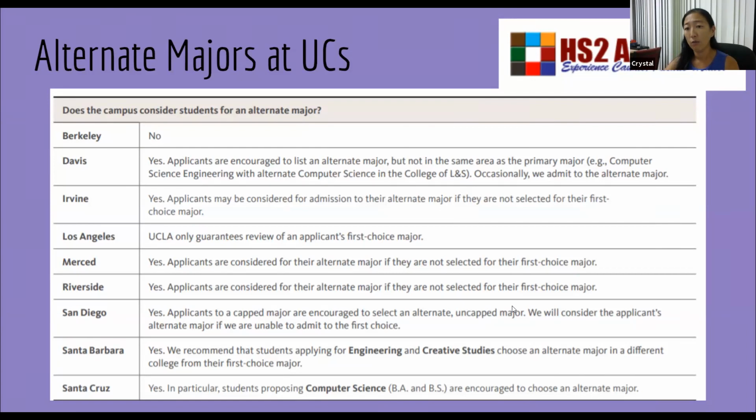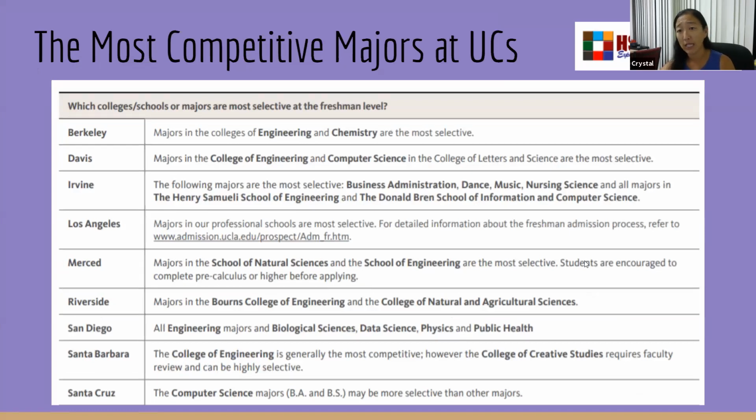And so that's why part of our admission strategy is to come up with one competitive major that maybe matches what the student ultimately wants to do, and one slightly less competitive major that's going to also put them on the same career track. Which goes straight into my next slide, which is the most competitive majors at the UCs. And you can see there's a lot of overlap with this.